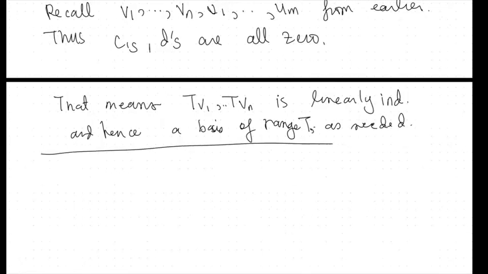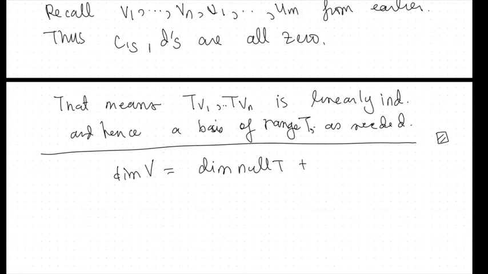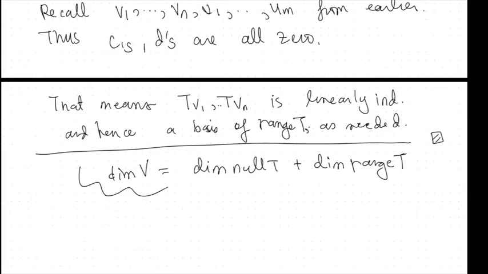So end of proof. We have the dimension of V is just the dimension of the null space plus the dimension of the range T. This is just a recall of what we have written earlier, because we do not have a big board where we can show everything.